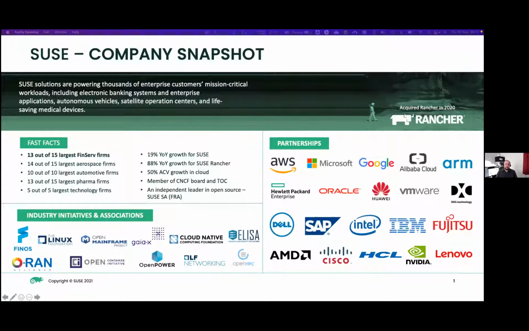Hi everyone, my name is Rob Knight and I'm the CTO of Enterprise Cloud Products at SUSE. I spend my days talking to our customers and partners to see how they can implement a successful cloud native strategy with containers. I'm going to share my screen now as we go through some slides.